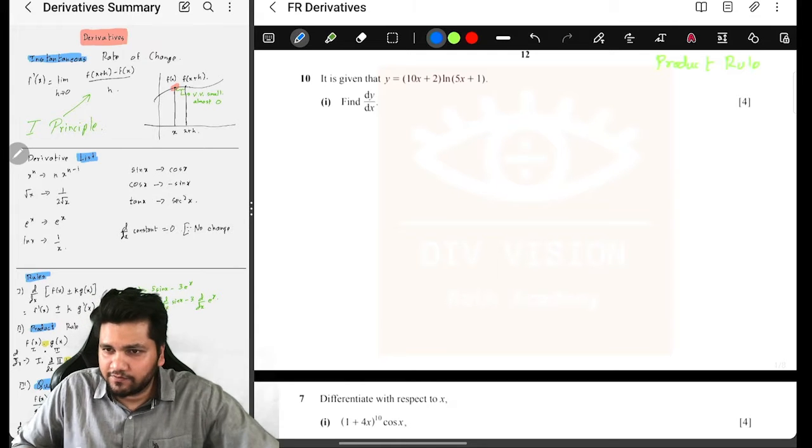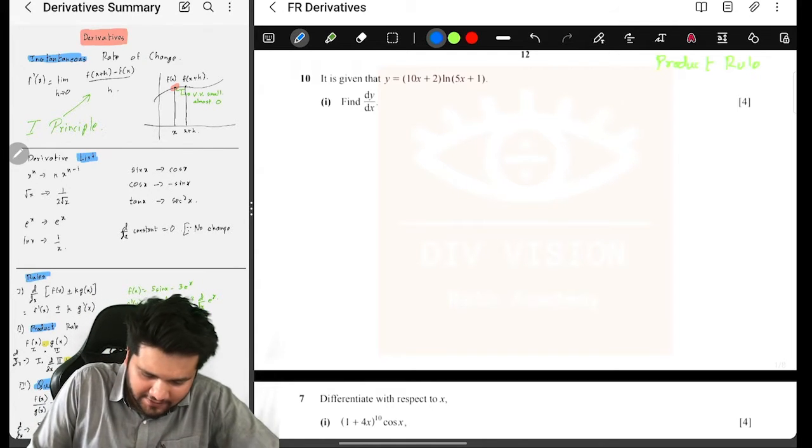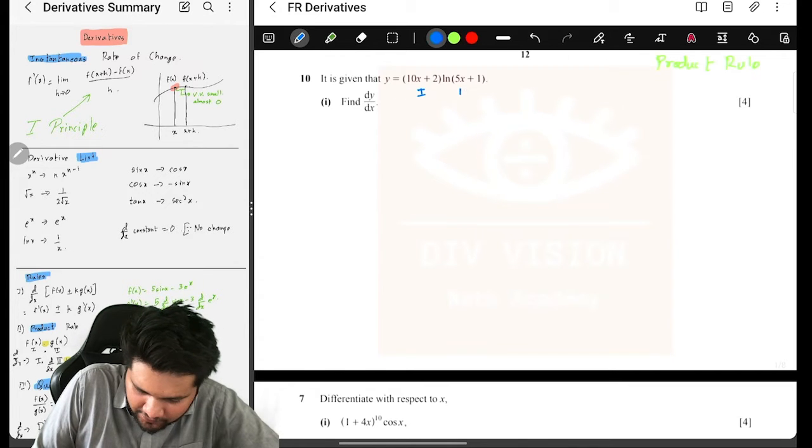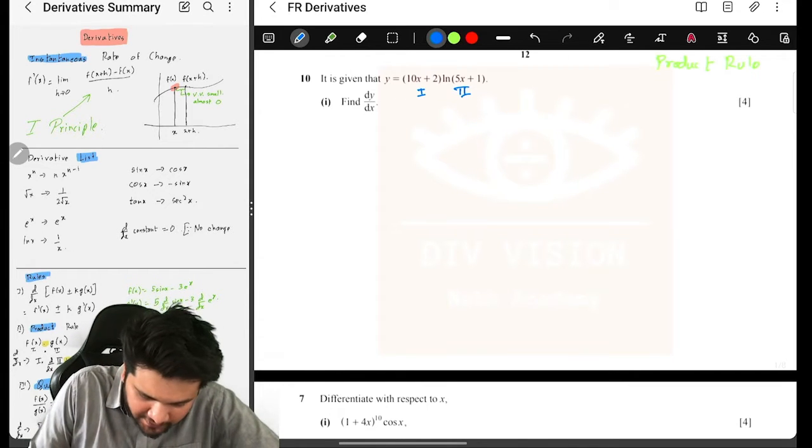So let's start with the questions of derivatives. As you can see, the first one is (10x + 2) ln(5x + 1). If I want to differentiate, as you can see, there is a product of two functions. So we are going to use the product rule. It's going to be first into derivative of second.